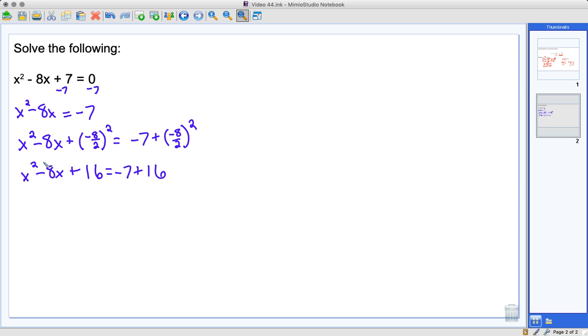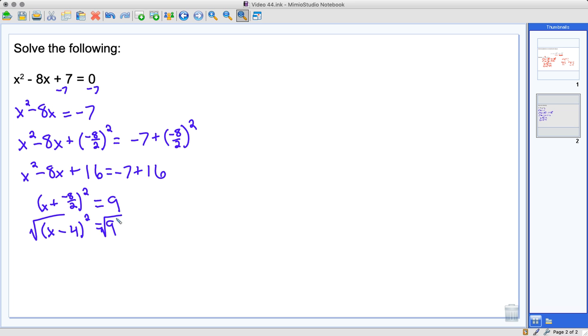Then we're going to turn this trinomial into that binomial squared. So we're going to have x plus our b over 2 squared. And then negative 7 plus 16 is 9. So that becomes x. When you add a negative, remember that becomes a minus. So you get x minus 4 squared equals 9.